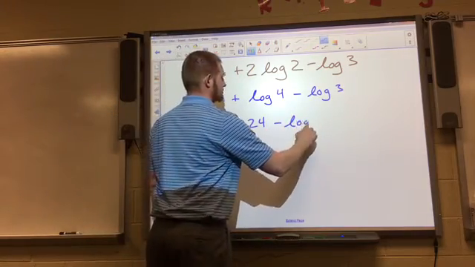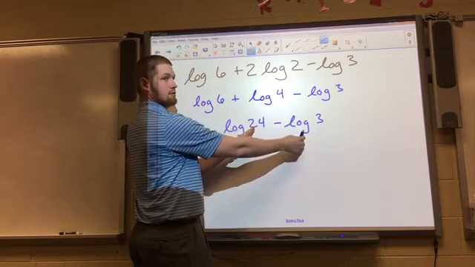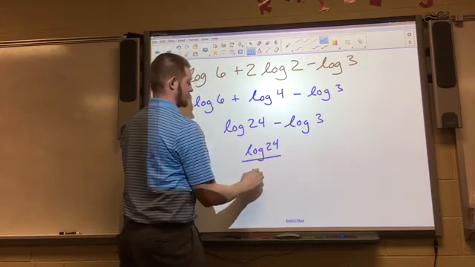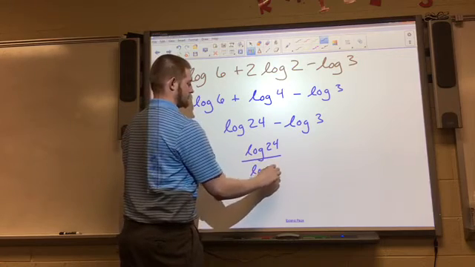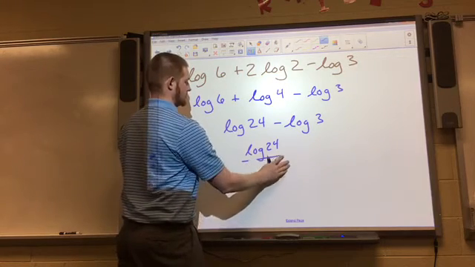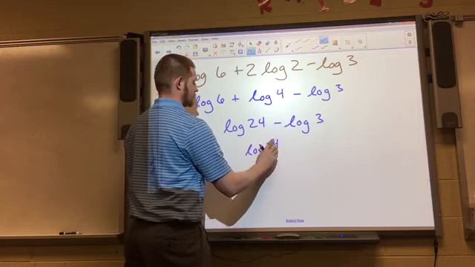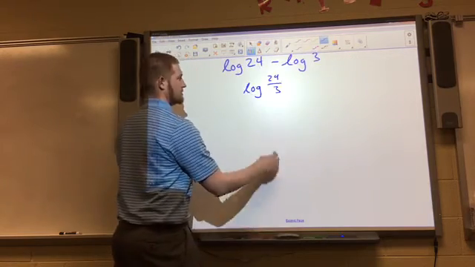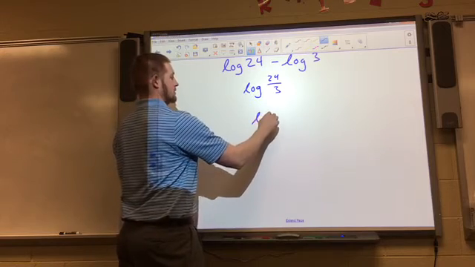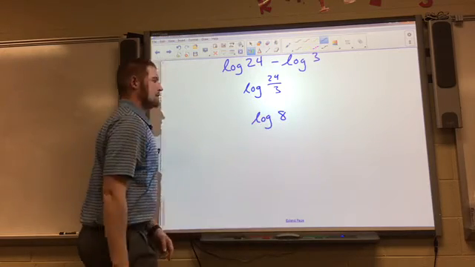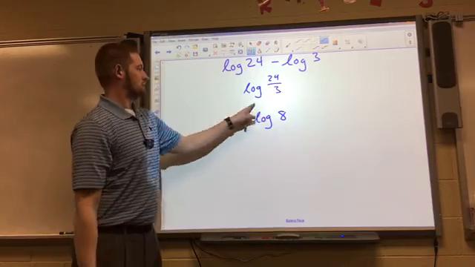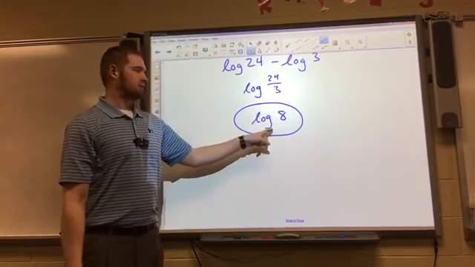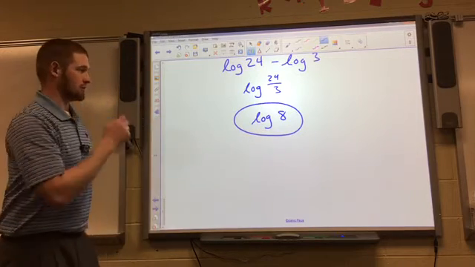Minus log of 3, which is division. So you have log of 24 divided by the log of 3. Or excuse me, that's not right. You have the log of 24 divided by 3, which is log of 8. Not bad, right? What's the base here? 10. Good.